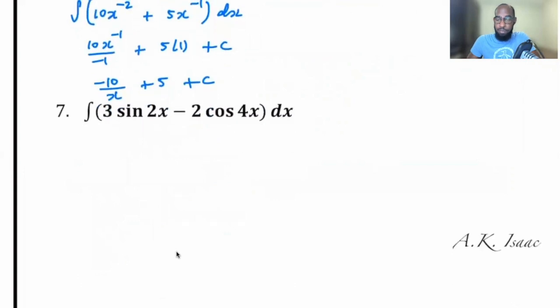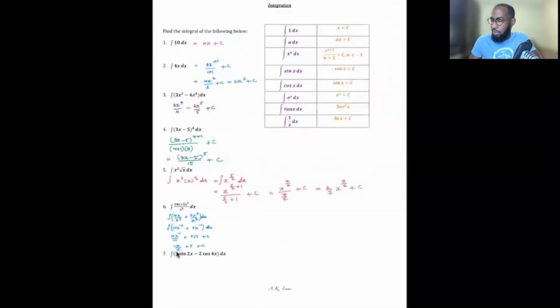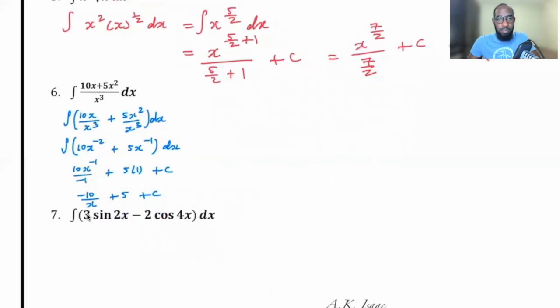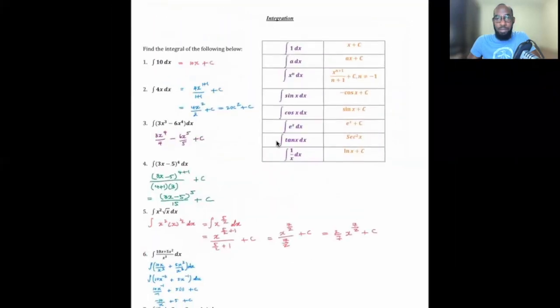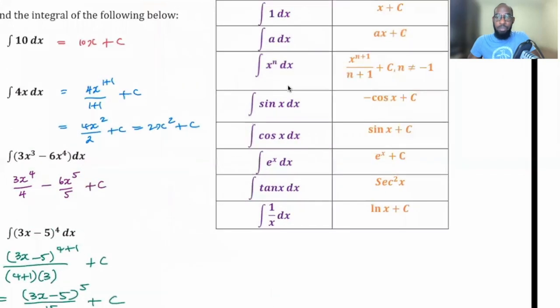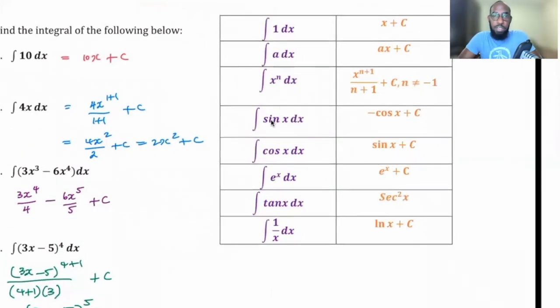Next one, right? So we have one more to go. We deal with this one here. And if you notice, the integral of 3 sine 2x minus 2 cos 4x, right? So we are dealing with these here. Remember, for differentiation, the differential of sine x is cos x. But for integration, the integral of sine x is negative cos x. So you have to make sure you remember that, right?